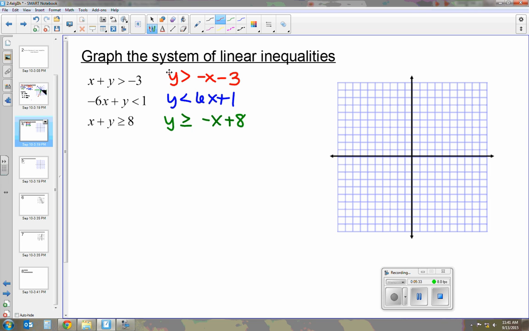So our first one is intercept of negative 3 and a negative slope of 1. And this is going to be a dashed line for us. Okay, so let's dash that line. And then let's test the point 0, 0. Is 0 greater than negative 3? Absolutely yes. So we're going to shade in the direction of 0, 0.